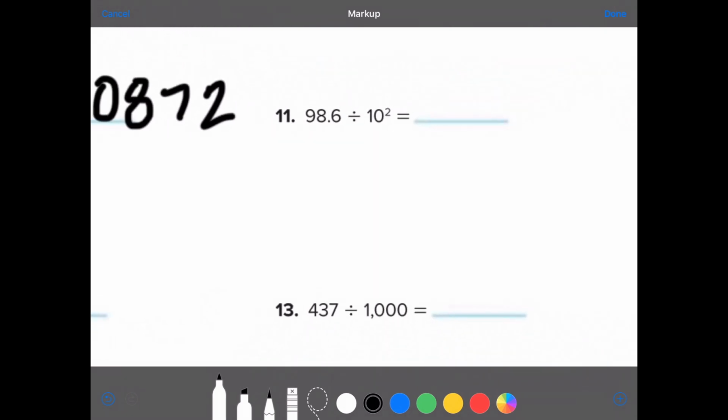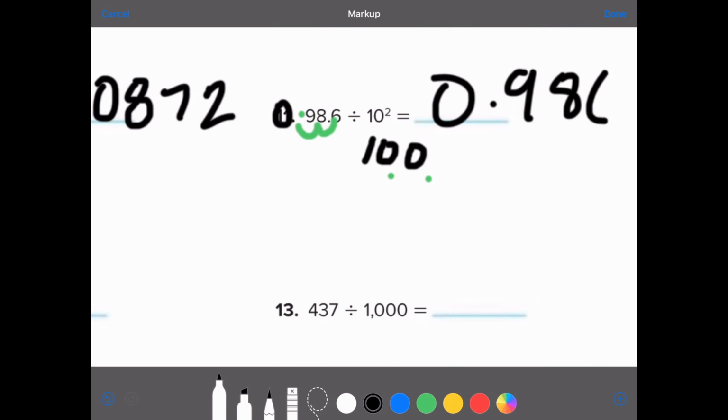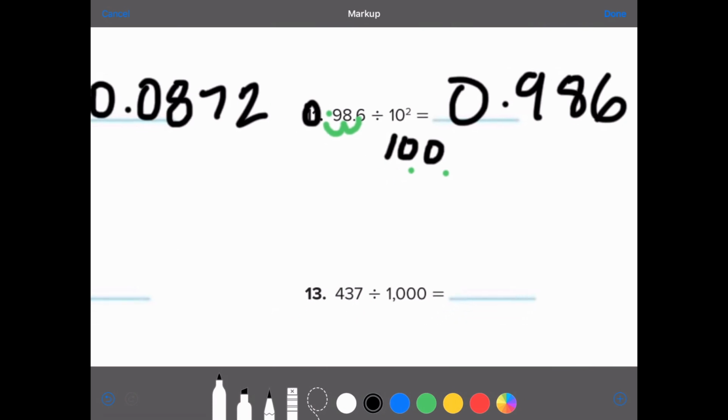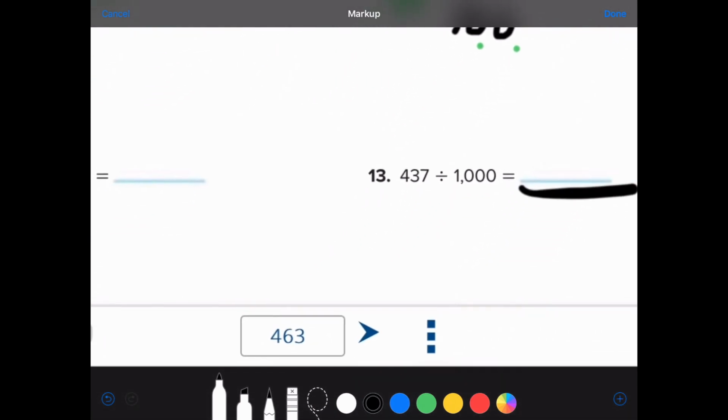Okay, number 11. 10 to the second power is like saying 10 times 10, which equals 100, but it also looks like this, a 1 with 2 zeros. And I know that for each 0, I'm going to go left a place. So right here, I'm going to go 1, 2, and put a placeholder 0 there. So my answer is going to be 0.986. Whoops.